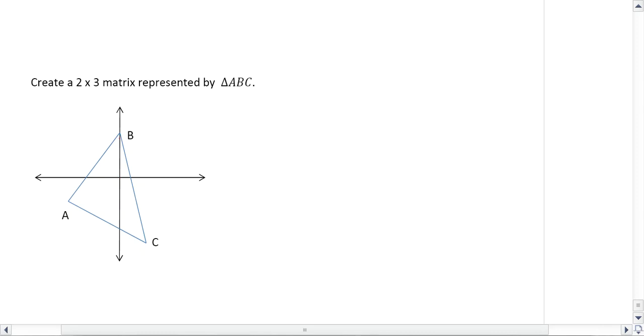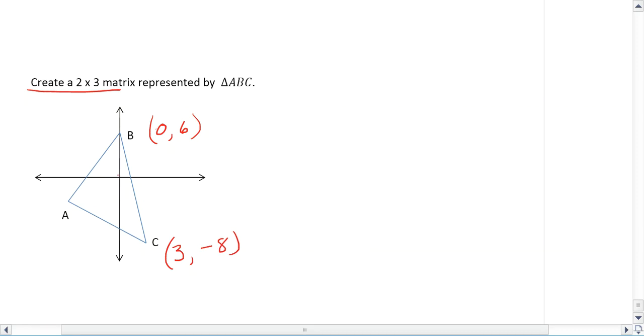What we're going to learn today is not the actual area. We're just going to learn how to create a matrix from the triangle. So let's assign these vertices some values. Let's just say that B is located here at (0, 6). And C looks like it would be (3, -8).